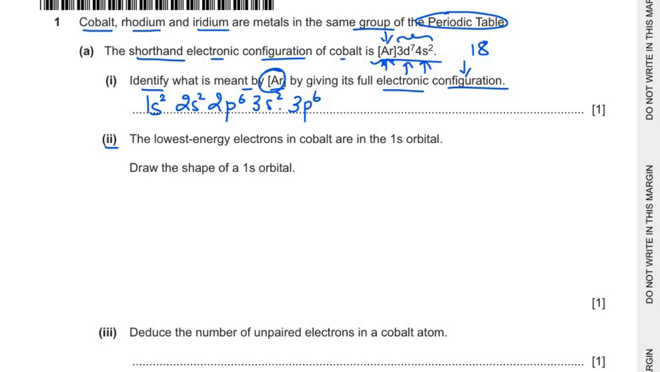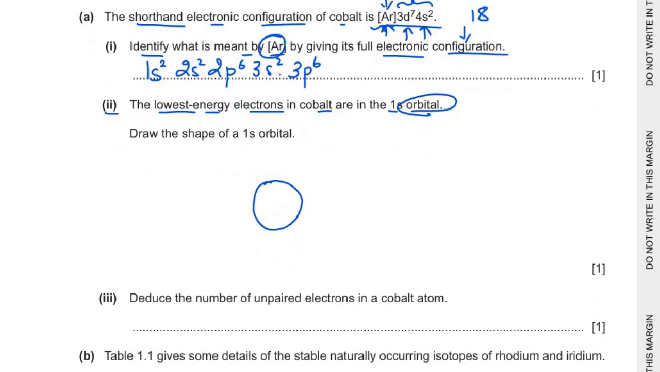Now let's go ahead with the second part, which says the lowest energy electrons in cobalt are in the 1s orbital. Draw the shape of the 1s orbital. Now the 1s orbital, we know, is a spherical orbital. Draw a proper sphere, as not drawn by me, but yes, let me try to correct it. So yes, this is how you can draw a sphere, which is a 1s orbital. Now let's see what is the next part.